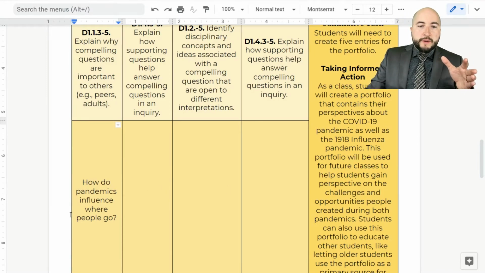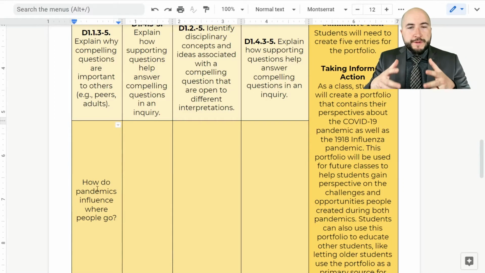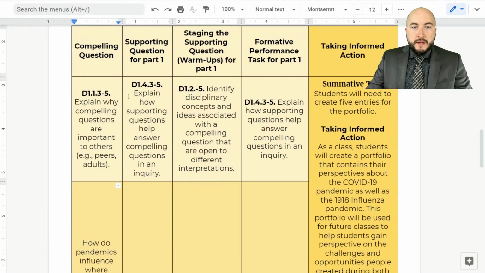So we would explore this question, but we'd also want students to make up their own compelling questions. And we're going to touch on that in here when we start having them look at sources, look at information, and really start thinking about what kind of things they want to do too.